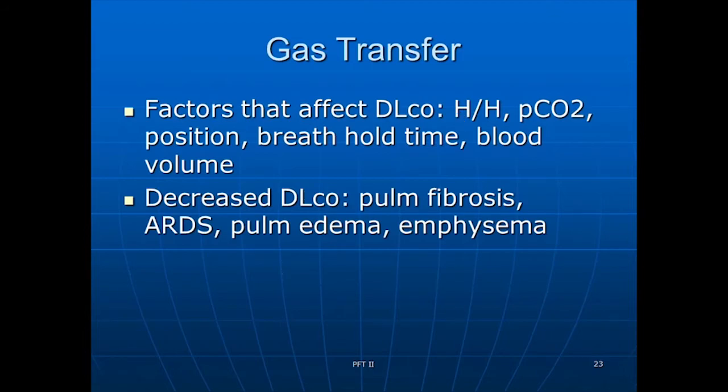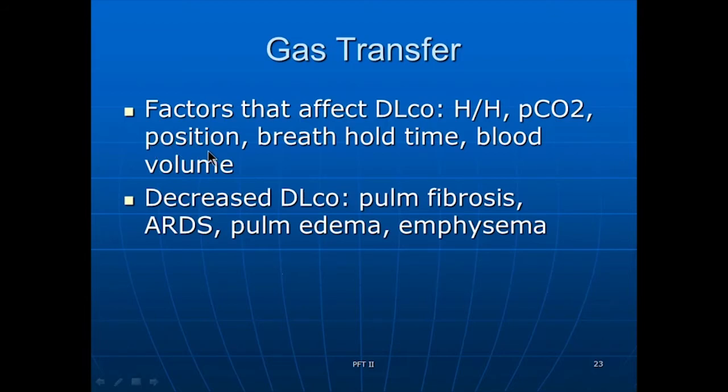If you have an increase in your H&H, polycythemic patients, there's going to be a falsely high reading, because your hemoglobin is plentiful, so it's able to attach more of the carbon monoxide that is given. So a decrease in hemoglobin decreases your DLCO, and an increase in your hemoglobin increases your DLCO. Carbon dioxide: an increase in your carbon dioxide increases your DLCO, and a decrease in your carbon dioxide decreases your DLCO.